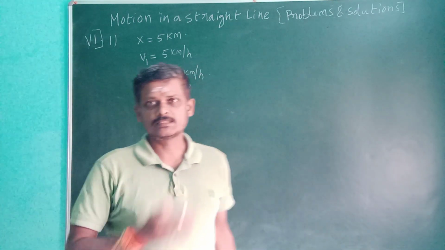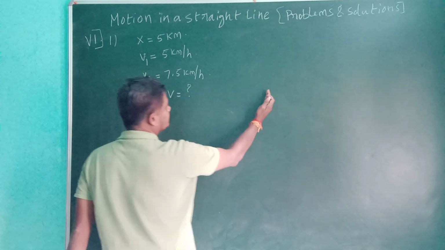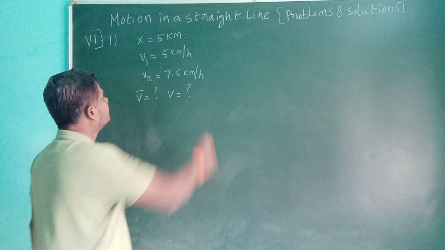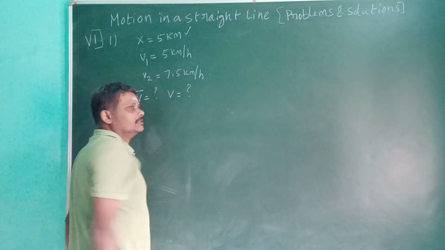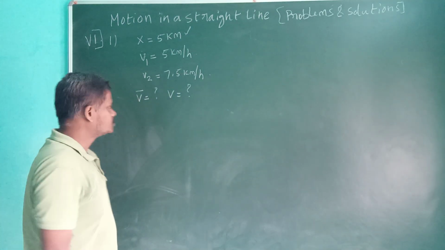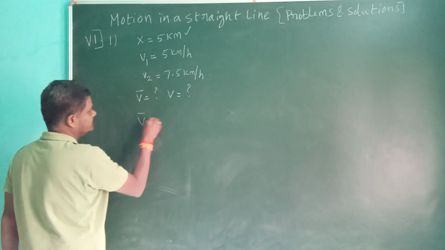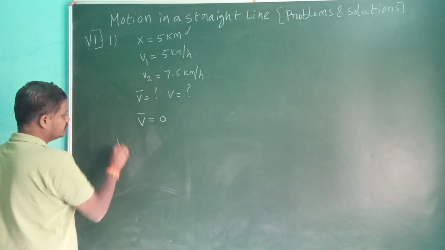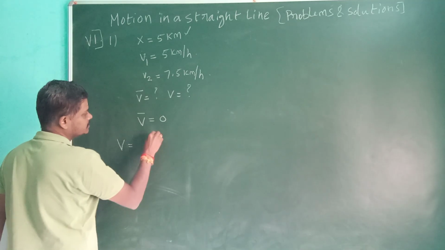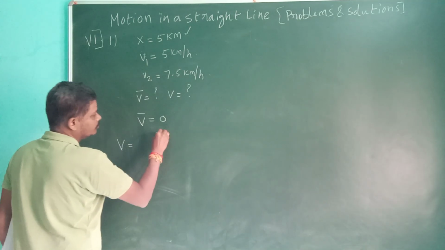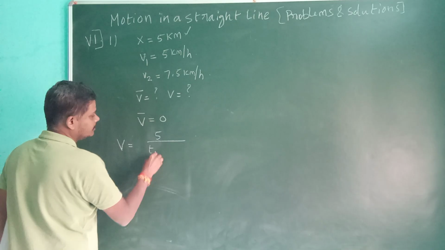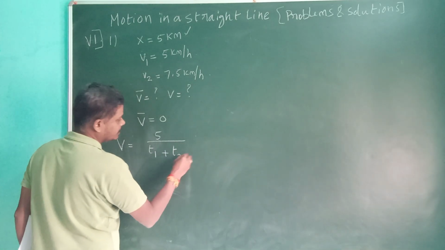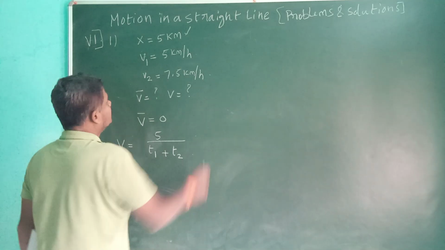So here, since he travels 2.5 km and returns back, the total distance traveled will be 5 km and the displacement will be 0. So average velocity is 0. Then average speed v is equal to total distance by total time. Let for the forward journey the time taken be T1, and for the return journey the time taken be T2.